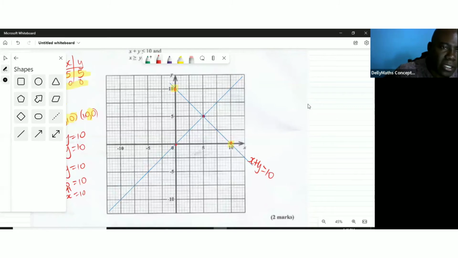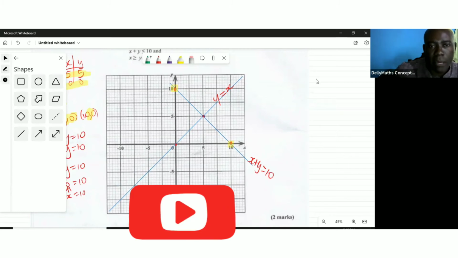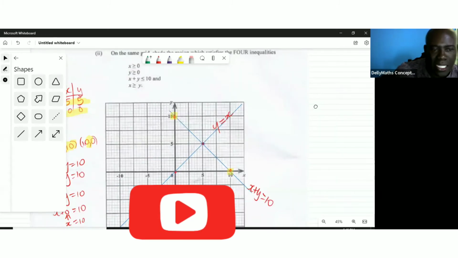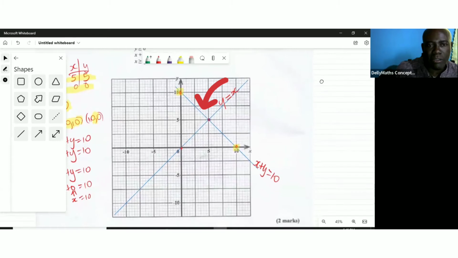So I'm going to write on it y equal x. This is the line y equal x, which means that y is equal to x on this line. For every y value, there's the same x value. So we have 2 lines there already that they asked us to draw.